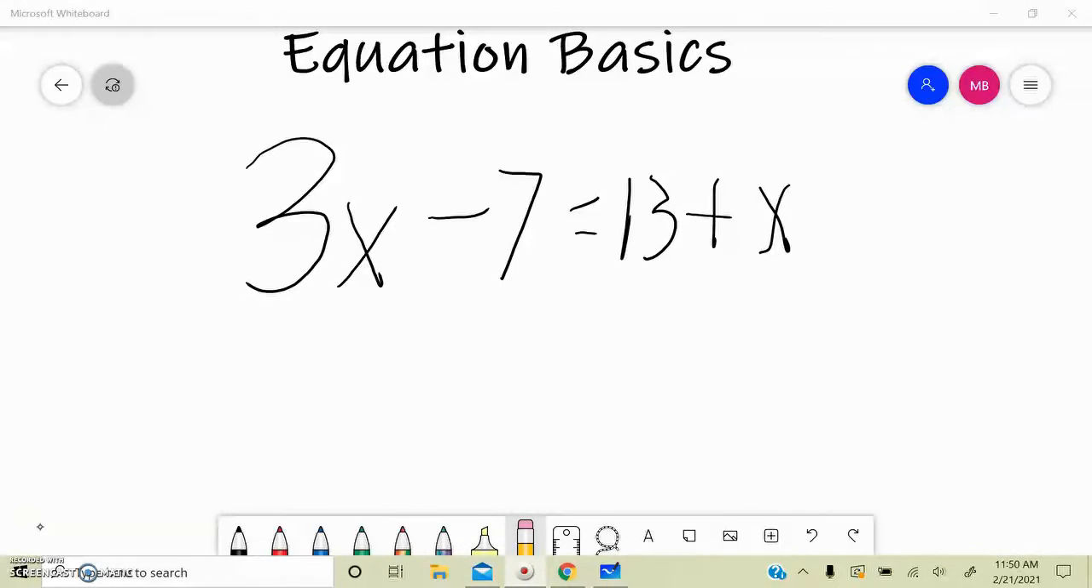Today we're going to be discussing equation basics. What that means is we're going to start by going over each part of equations. Let's start with the standalone numbers I'm underlining in red.